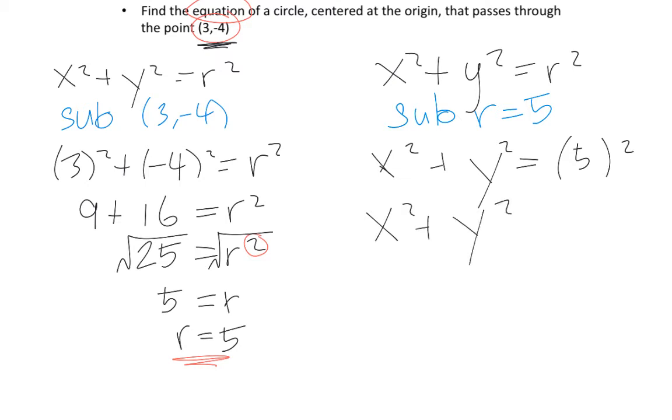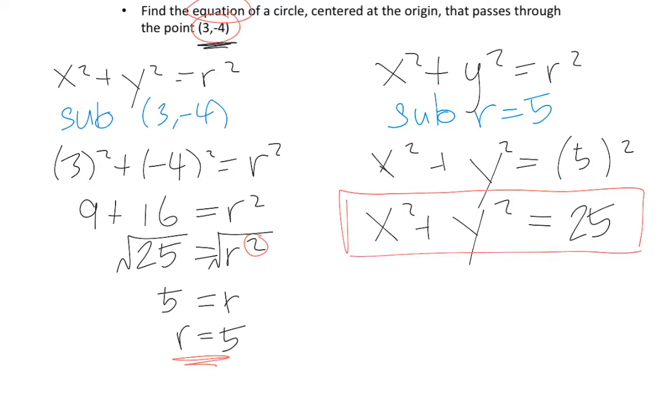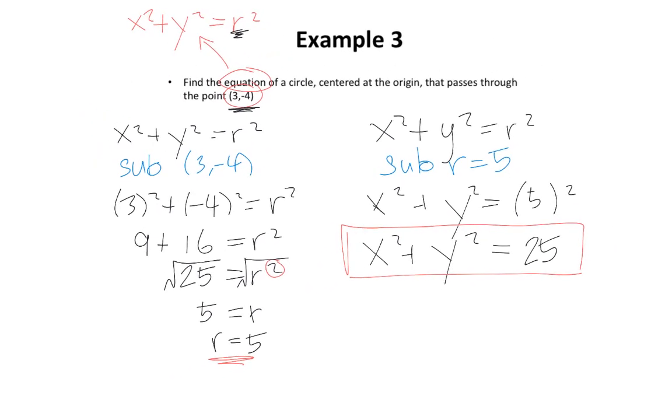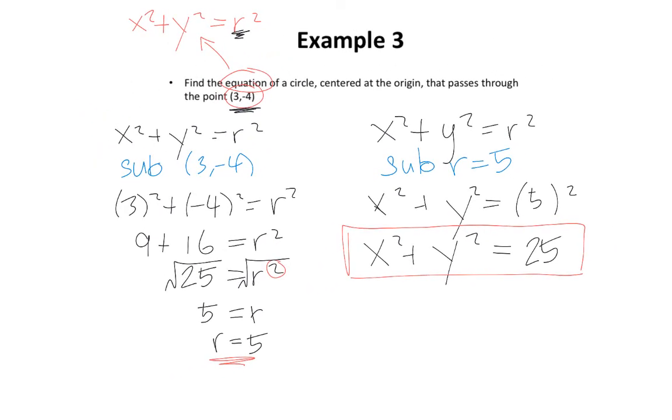Now you should be able to square 5 without using a calculator. That is equal to 25. Therefore, the equation of my circle is x squared plus y squared equals 25. And let's just zoom out to show you all the work that went into this one question.